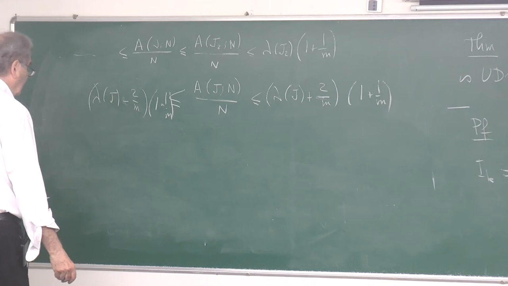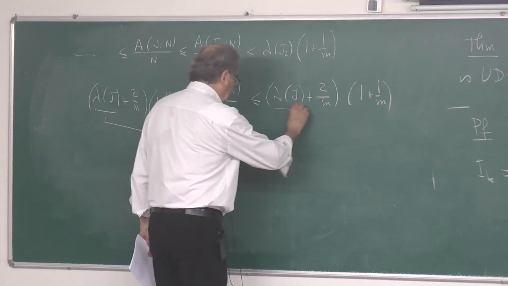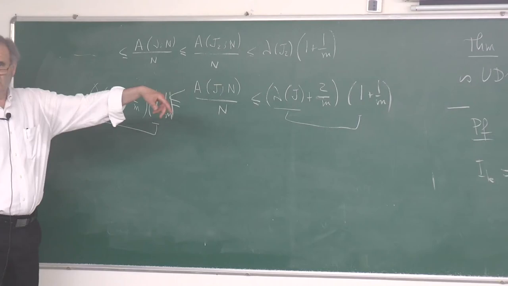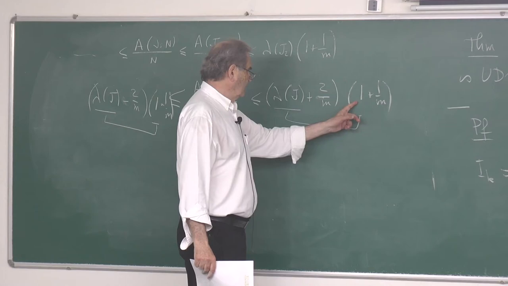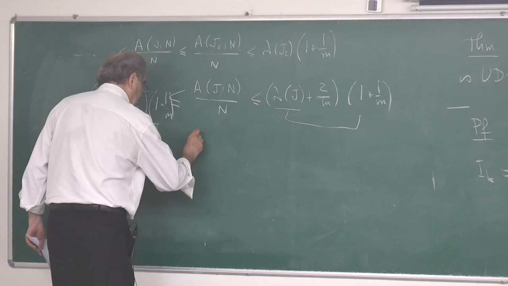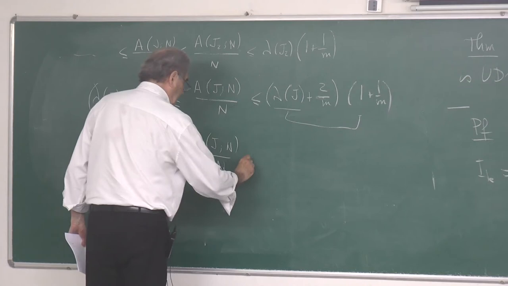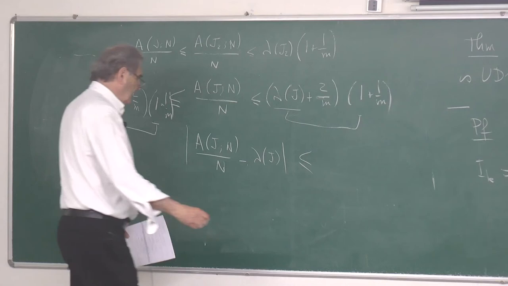Okay, so now what is important, the main term here is lambda J times 1. And in all the other terms, you have at least a 1 over m in factor. This is 1 over m times this, but this is at most 1, this length. So this is really bounded by 1 over m, and this one is bounded by 2 over m, and this one is almost peanut, it is something over m squared. So if you take the difference, a_J of n over n minus lambda J, you have a double inequality, and then you have something which will be at most 4 over m or whatever you wish. Okay? You have something tending to 0 with m. And so you're happy with that.